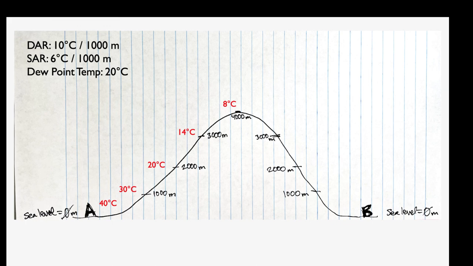The last step is to add that amount to our starting temperature, which is 8 degrees Celsius. This gives us a total of 48 degrees Celsius. The temperature at the bottom of the hill on the leeward side, or at point B, is 48 degrees Celsius.